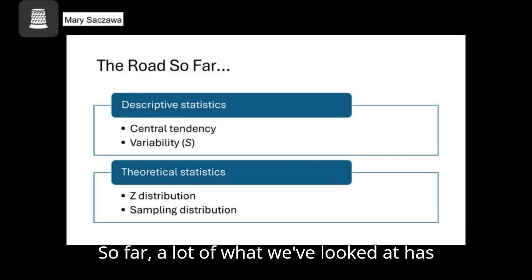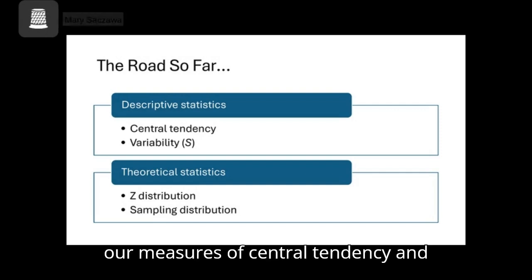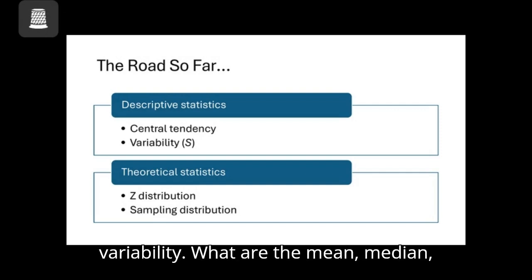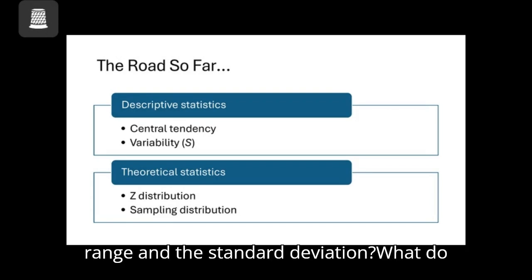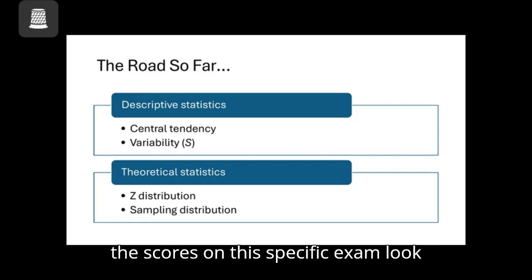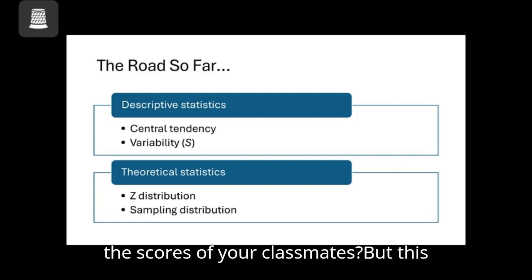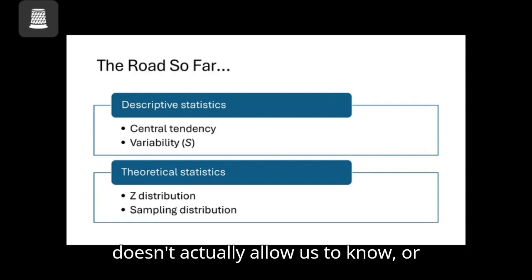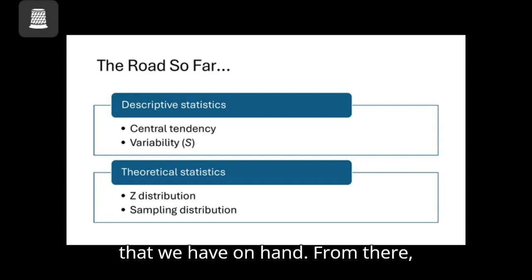So far, a lot of what we've looked at has been descriptive statistics. These are measures of central tendency and variability. What are the mean, median, and mode of our data? What about the range and the standard deviation? What do the scores on this specific exam look like? And how do your scores compare to the scores of your classmates? But this doesn't actually allow us to know or attempt to know anything beyond the data that we have on hand.